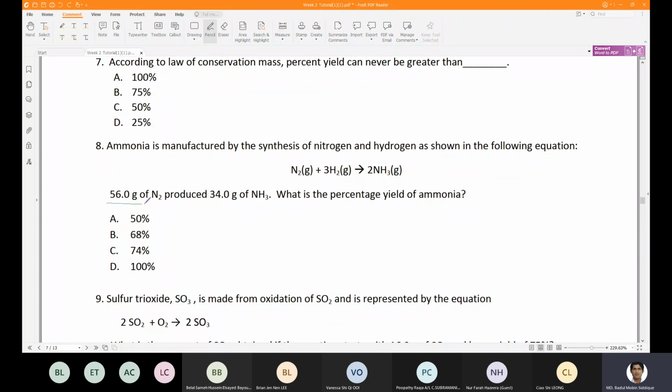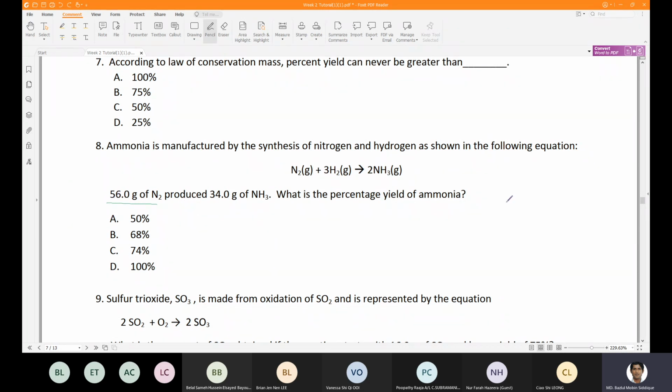So if 56 gram of nitrogen produces 34 gram of ammonia, what is the percentage yield of ammonia? Now, what is percentage yield? It is how much product you have, compared with the 100% product that you are supposed to have, times 100%. So that is the percent yield.